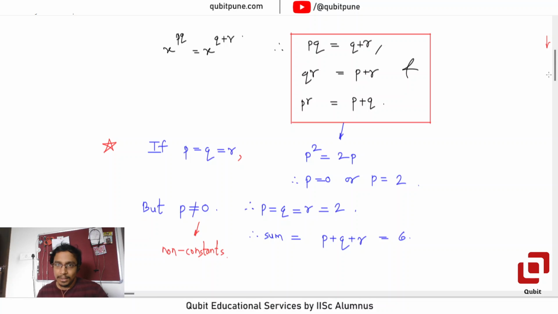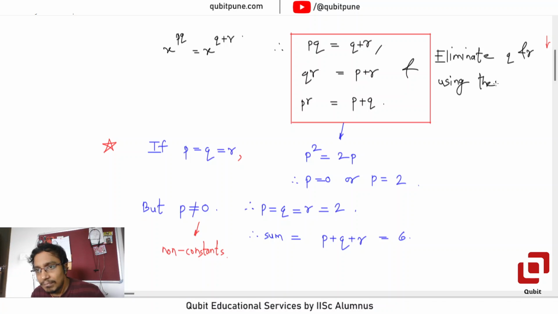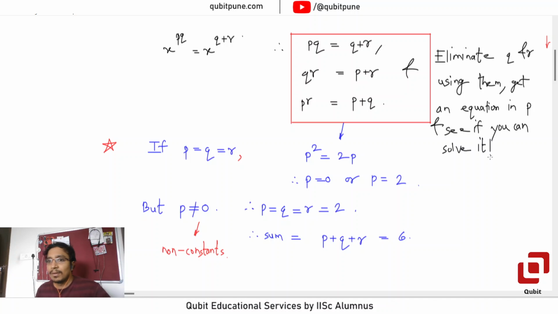No, sir. Okay. Now I'll give you this as homework. You try and see what you get, because Roshan already said that we can solve them. So I'm asking you to eliminate q and r using the equations, get an equation in p, and see if you can solve it. Have you got the point?